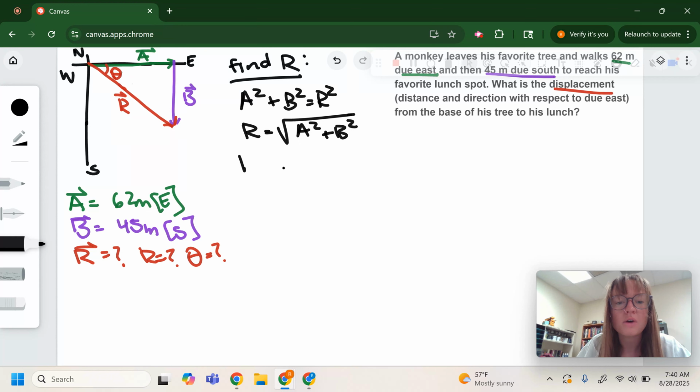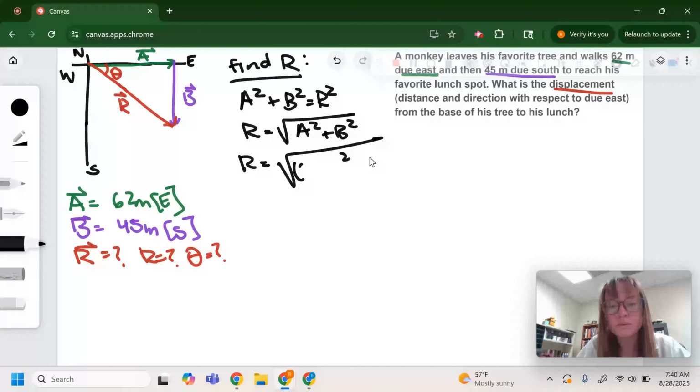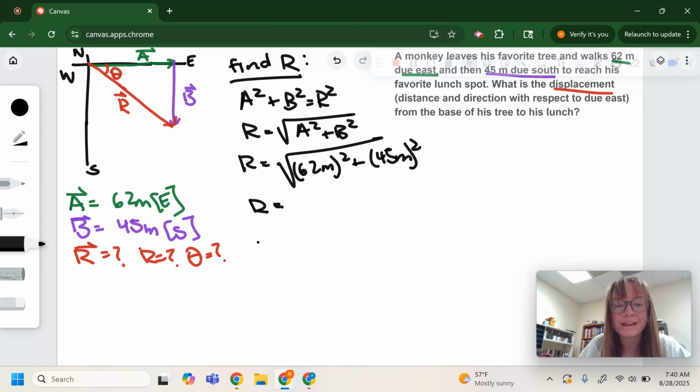We write that r is equal to the square root of a squared, which is 62 meters squared, plus b squared, which is 45 meters squared. Then we can plug that into our calculator, and when we do, we get 77 meters. Next step is to find theta.